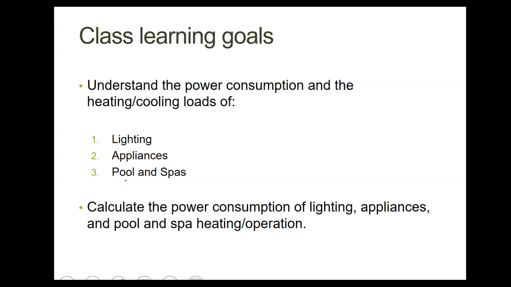We also will be able to calculate the power consumption of lighting, appliances, and pool and spas for heating and operation. And one thing I would like to say is that whenever you have an appliance that is consuming electricity, probably there is some kind of heat emission coming out of that. So that is something we have to account for. And mostly the heat coming out of appliances is counted when it comes to cooling load. It's more of a heat gain than something as a heat source.